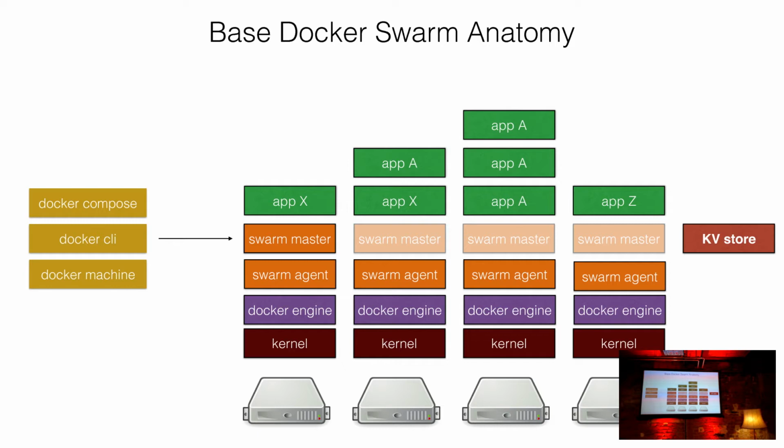has high availability out of the box, which means that in case one of the Swarm masters dies, the others will see that the leader is gone, and they're going to choose a new leader in this particular case.